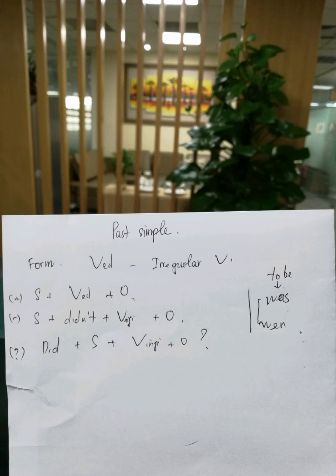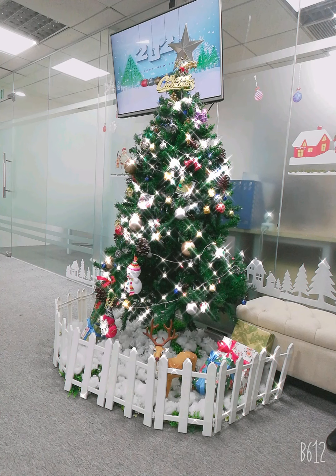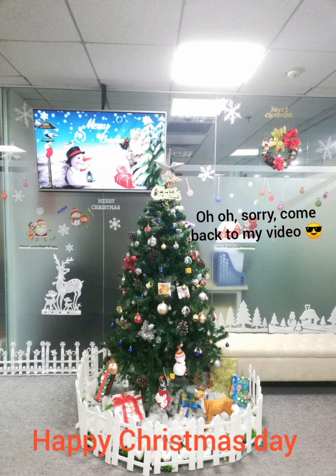And the interrogative is did, subject, infinitive, and object. And when we use to be in the past simple tense, it's was and were. Coming to part 2, I'll tell you how to use the past simple tense.